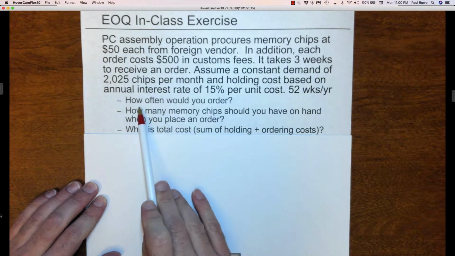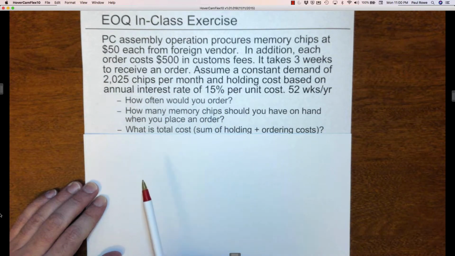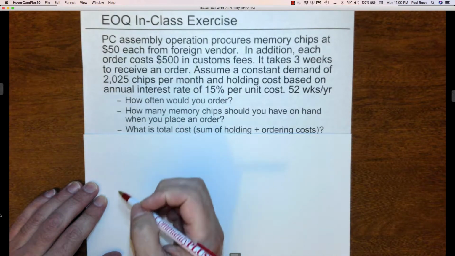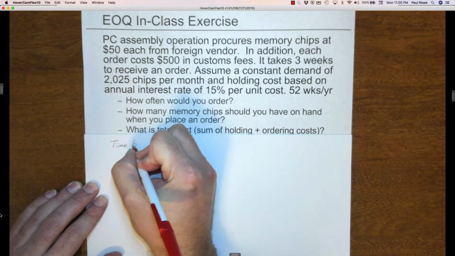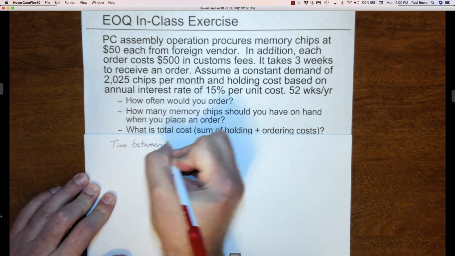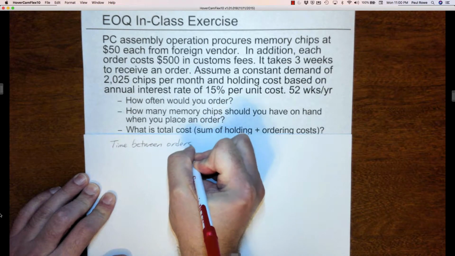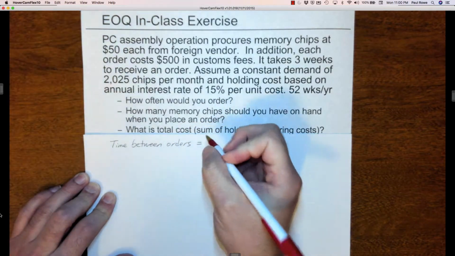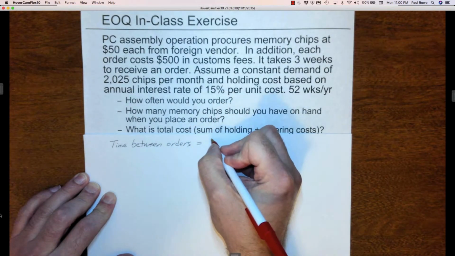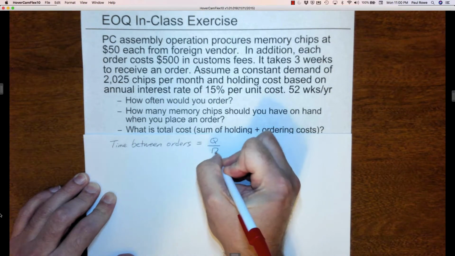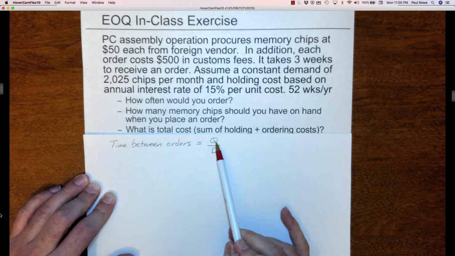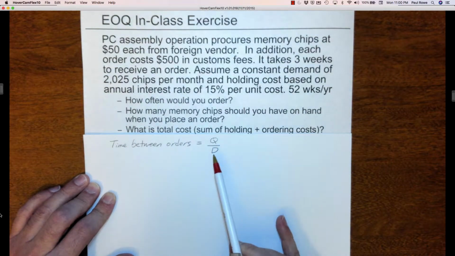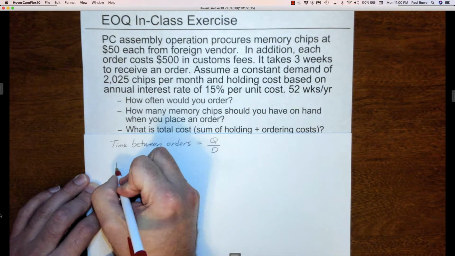So first question is, how often would you order? Well, so what is that asking? So that's asking, what is the time between orders? And again, reviewing the slides from Monday, we can see that that formula will be Q over D. And so then we want to look at, do we know Q? No. Do we know D? Sort of. So let's go ahead and start with D.